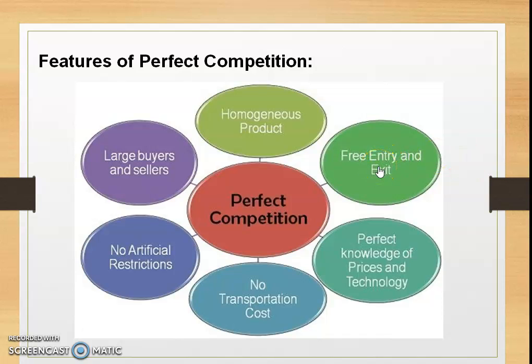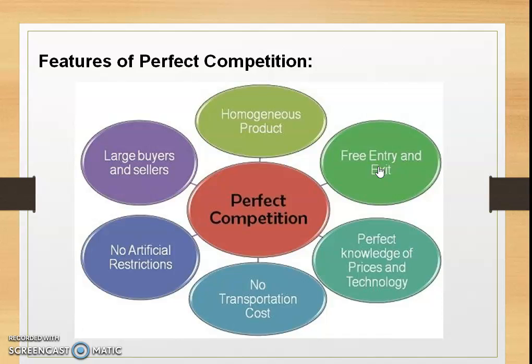That is, the freedom of entry and exit. Under perfect competition, the firms are free to enter or exit the industry. This implies that if a firm suffers a huge loss due to the intense competition in the industry, then it is free to leave the industry and begin its business operation in any industry it wants. Thus, there is no restriction on the mobility of the seller.